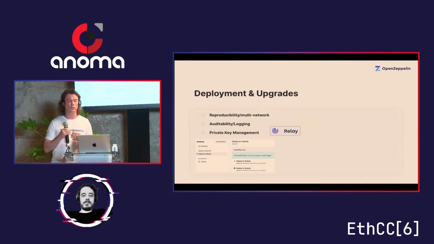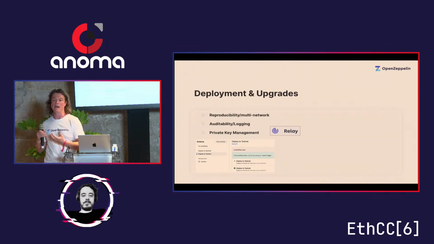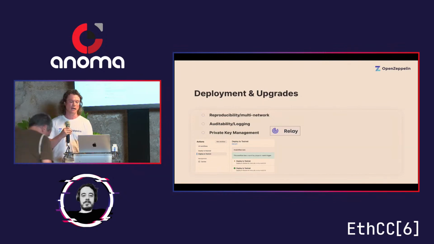Private key management is also a big thing in this world. There are relay services out there. OpenZeppelin Defender has one called Relay. There are other ones as well, but one of the benefits is that if your API keys are compromised, you can do key rotation, whereas if you have a private key that you're relying on and that address is very important to you and it's compromised in some way, it's a little bit of a different story.